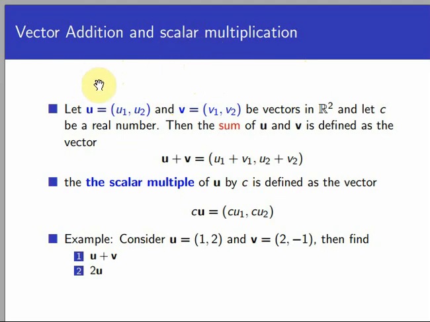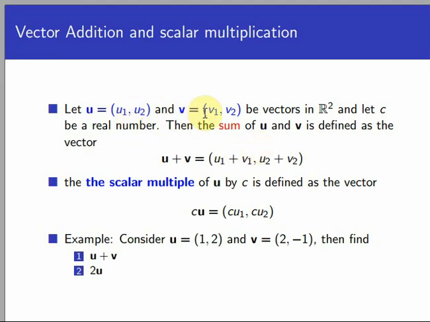Okay, let u equals u1, u2, and v equals v1, v2 be vectors in R2. Component lama waan qabuuf u1, u2 is in what? In R2. And let c be a real number, which is a scalar. And the sum of u and v is defined as, which is vector addition, yes. This one is a vector and this is also a vector.